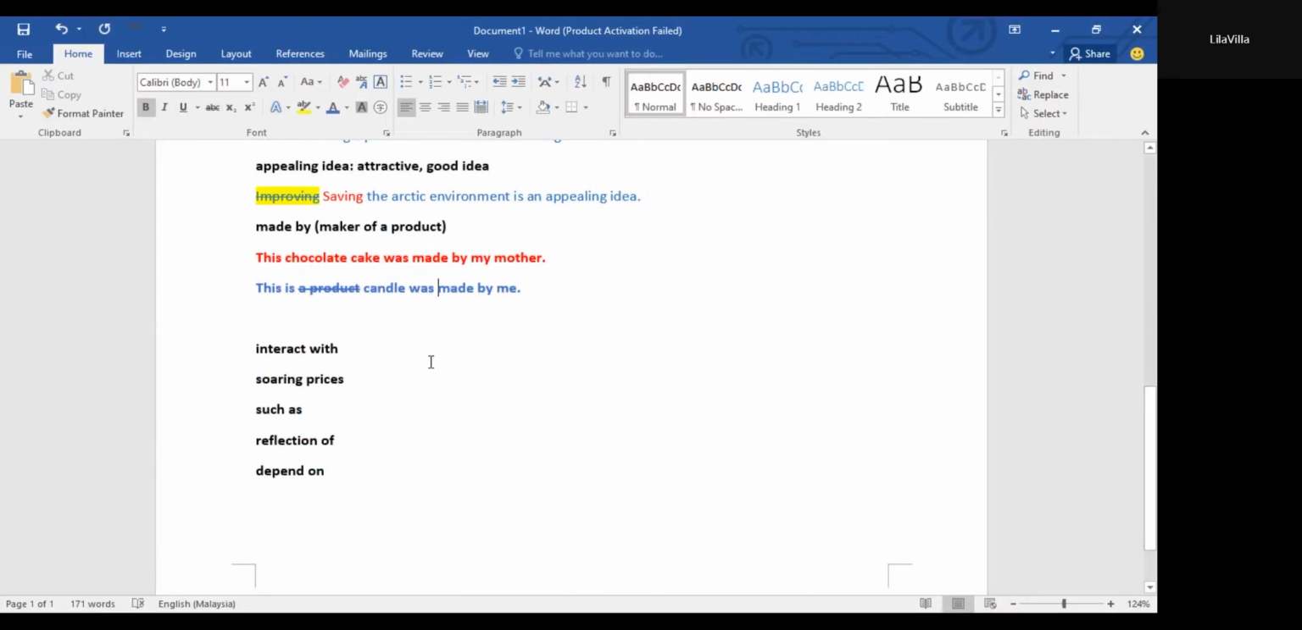Okay, let's try "interact with." In an interaction, you have an exchange. You are talking to someone, that person is talking to you, you're listening to each other, you're responding to each other. You are interacting. Let's try and make a sentence for that. They are learning how to interact with their peers. Okay, that's a good sentence.